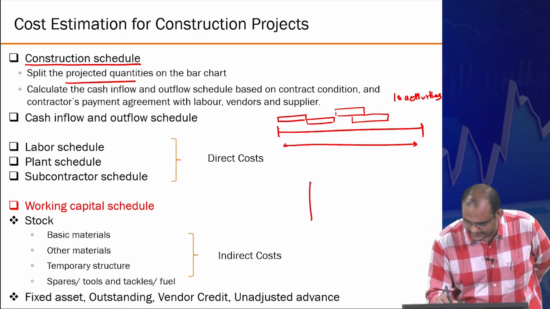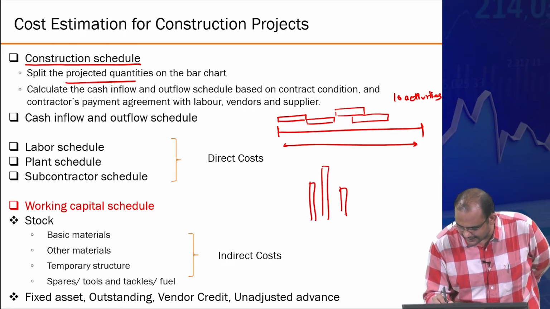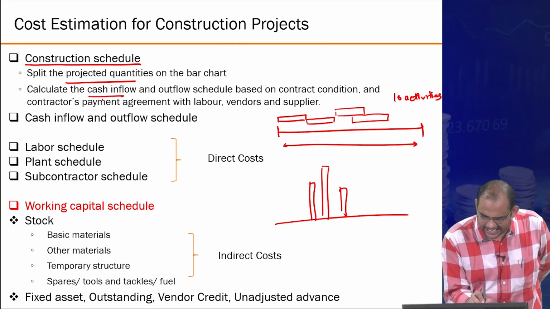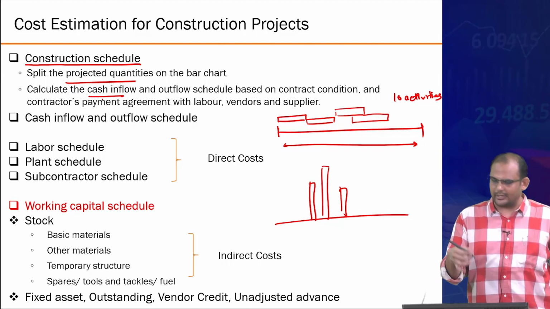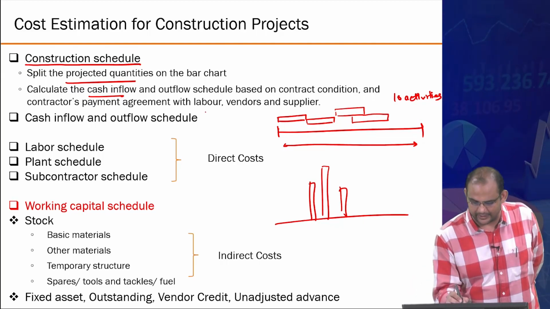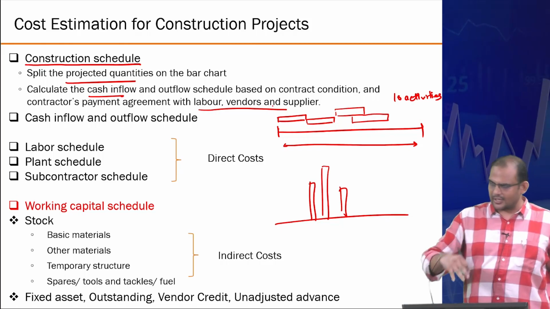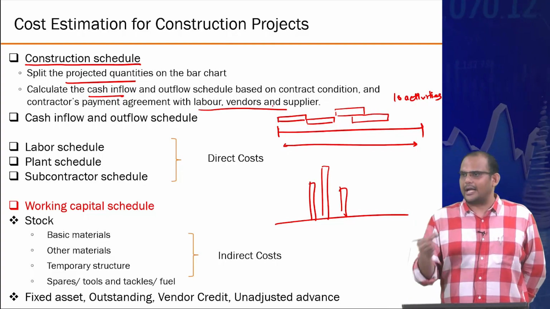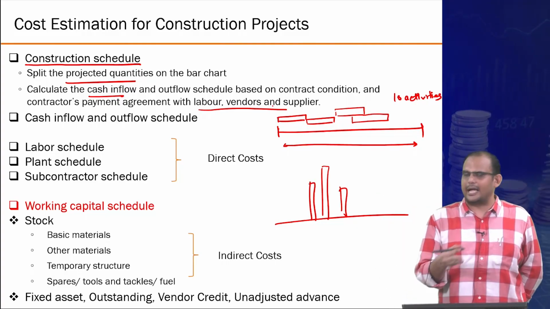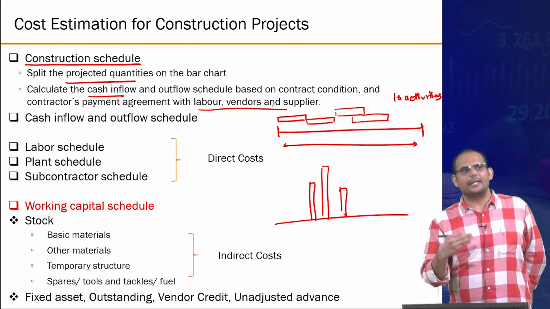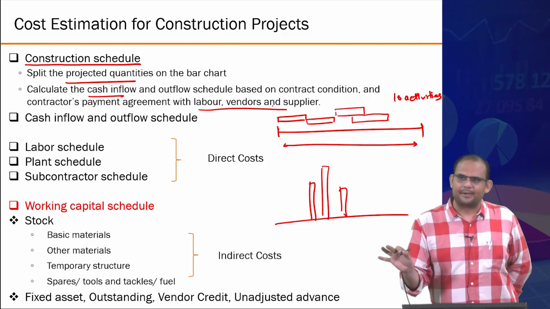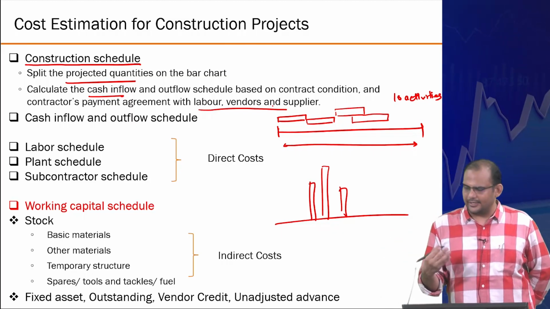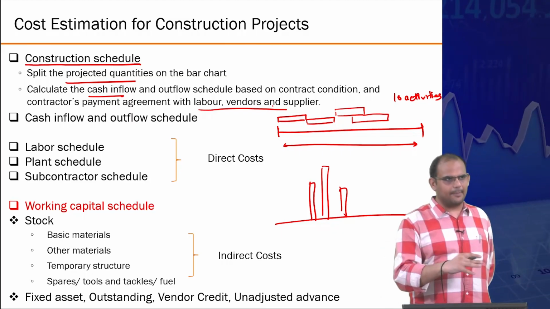The bar chart essentially tells you, month-wise, how much of each activity is going to happen. That's the bar chart. Then calculate the cash inflow and outflow schedule based on the contract conditions and the contractor's payment agreement with labor, vendors and suppliers. So, costing is, as a contractor, you are bearing the cost and you are constructing, and that is occurring to you as and when you construct. But payment is dependent upon many other things. Payment is dependent upon how frequently the client is going to pay you, right? To a certain extent, costing is also dependent on other factors.